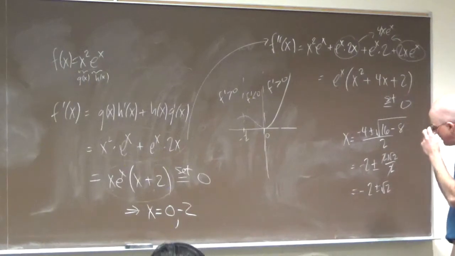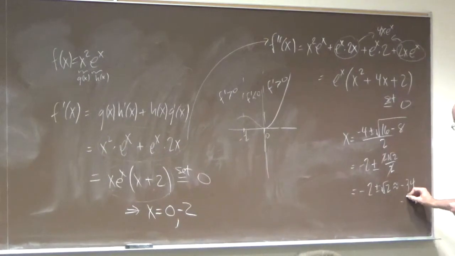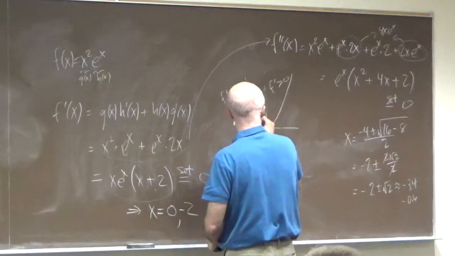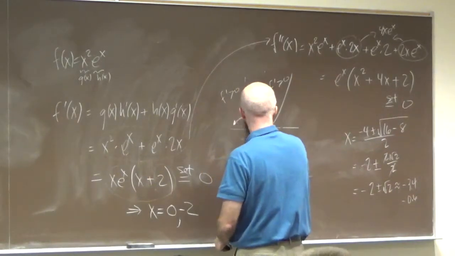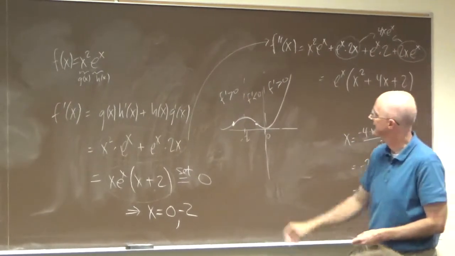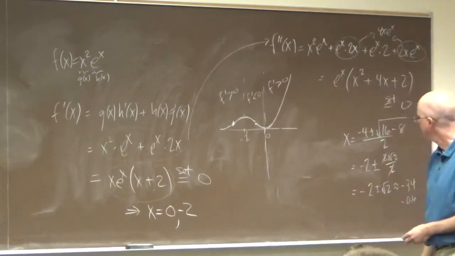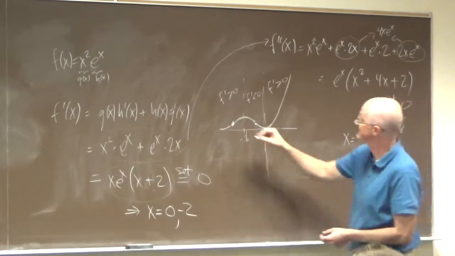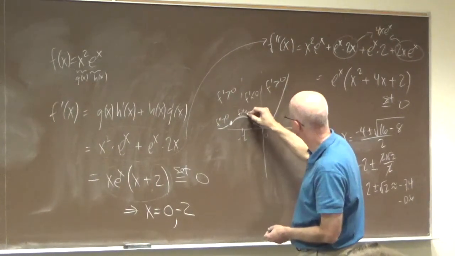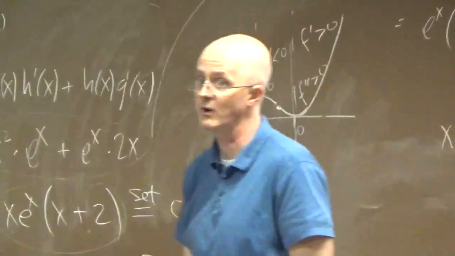Square root of 2 is about 1.4. So these are about negative 3.4 and negative 0.6. Right about here and here, the graph changes concavity. You can see from the picture that you can reproduce on your calculator. It's concave up over here, concave down in here, and concave up over here. f double prime will be positive over here, negative in here, and positive over here. And you can check that. I know I'm going quick.